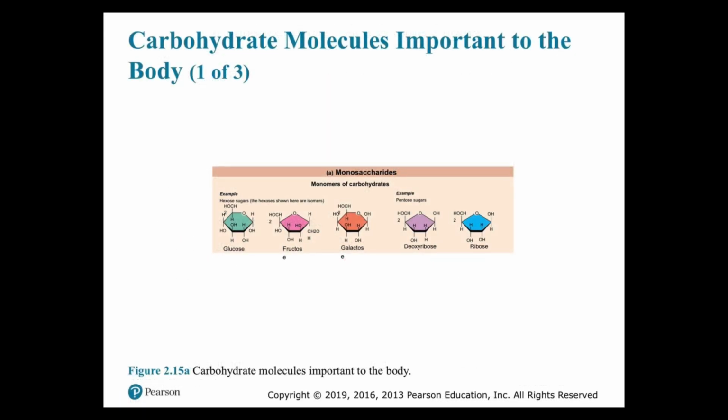This is a figure from your book, figure 2.15A. Examples of monosaccharides: we have glucose, fructose, and galactose. These are hexose sugars. I will not put a picture of galactose on a test and ask you to name this sugar. I would not be able to myself. And pentose sugars, as I mentioned, deoxyribose and ribose. These are 5-carbon sugars.